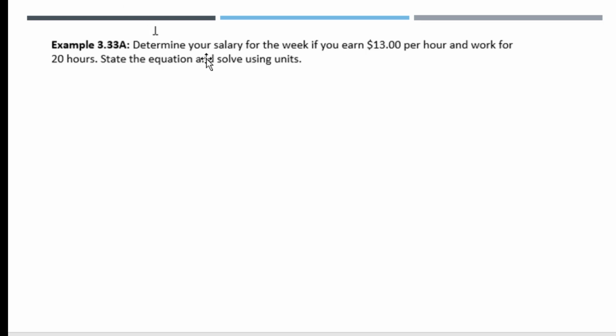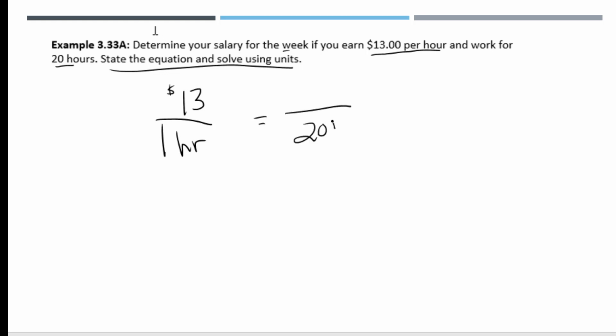So in this problem, it says determine your salary for the week if you earn $13 per hour and work 20 hours. State the equation and solve using units. Well, you make $13 per 1 hour, and you want to find the equivalence if you work 20 hours. So I would multiply this by 20 because 1 times 20 is 20. So you'd have to multiply this times 20.